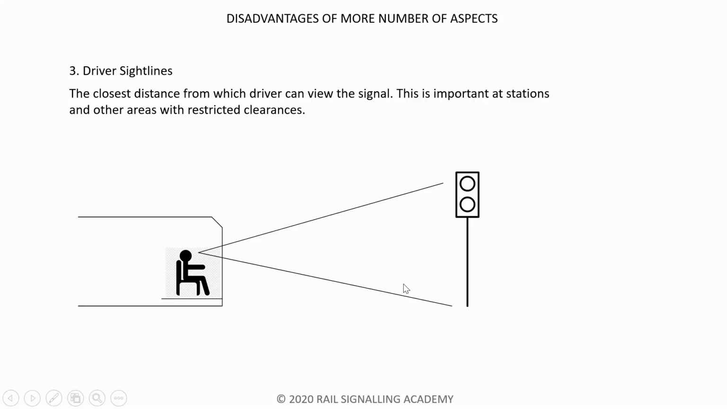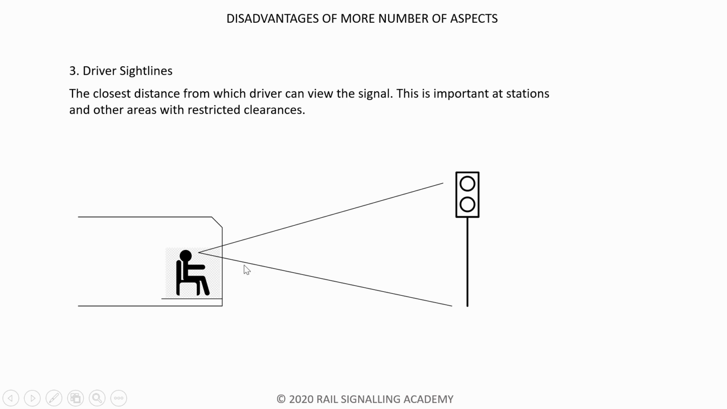In this scenario, I'm talking about the closest distance from which driver can view the signal. This is important, first of all, at stations, because at stations you have very limited clearance, you have very limited area to play with, so you do not have a lot of room to relocate the signal, and that's where sightlines come into play.